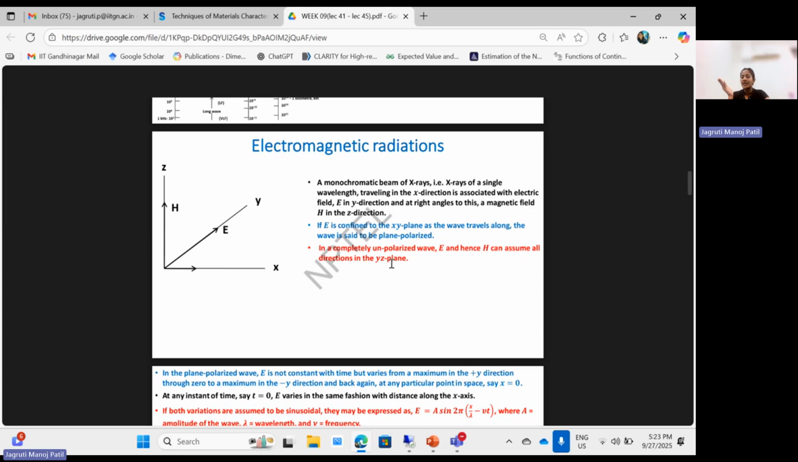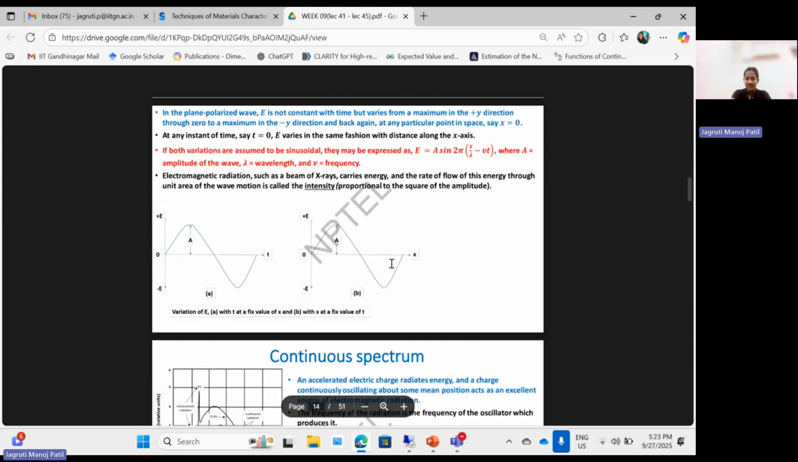So if it's unpolarized, the electric field E, and hence the H, can assume all directions. That is, in the yz plane. Okay.